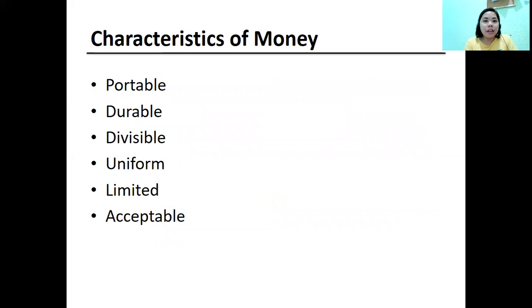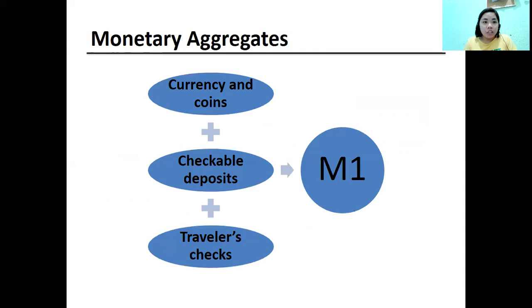And we have the characteristics of money. First, it is portable. You can bring it anywhere. Durable, divisible, and uniform. It is limited. It is scarce. If money is unlimited, everybody will become rich. And it is acceptable as a medium of exchange.